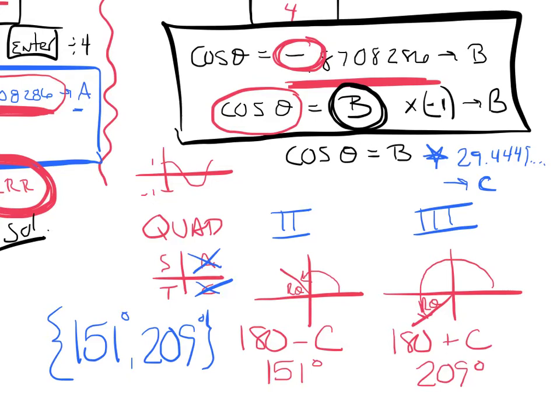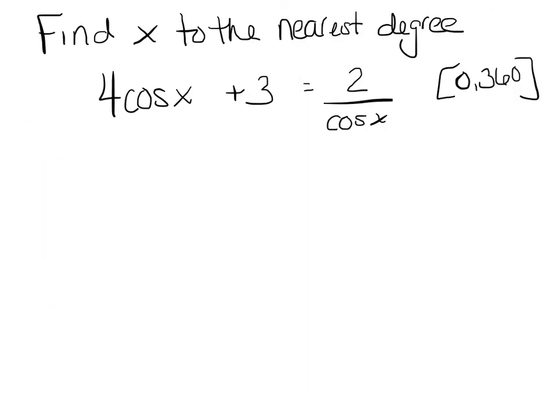Okay, so take your time. We're going to do a total of 3 problems together. We've got one under our belt, and let's try the next one. All right, question 2. Find x to the nearest degree. So this is my hint that we're going to have to use our calculator. I've got this nice equation, 4 cos x plus 3 equals 2 over cos x, and my domain is 0 to 360.